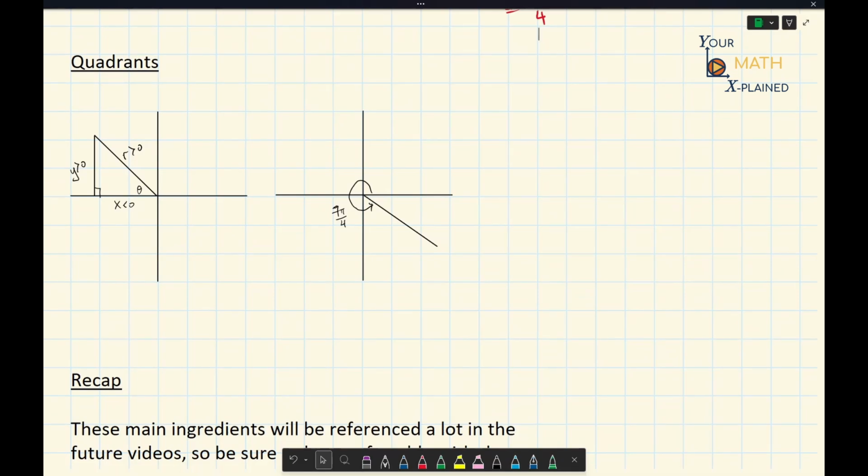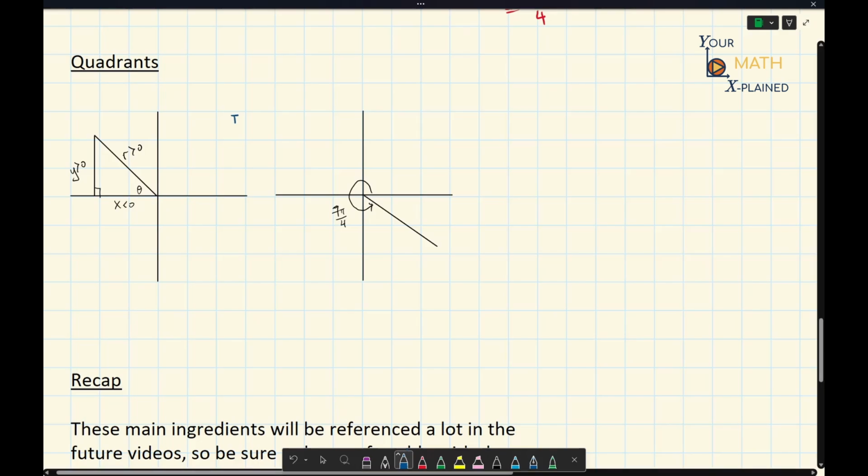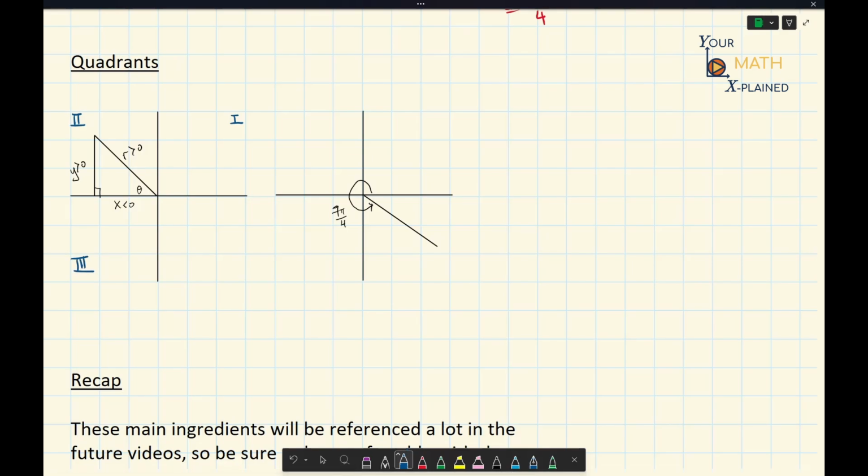The last concept that we're going to cover in this video are quadrants. So we know that if we have our x and y axis, it divides the plane into 4 quadrants. And they're labeled as 1, 2, 3, 4, starting with the quadrant with positive x and y values. So this would be 1, that would be 2, this here is 3, and this one here is 4.